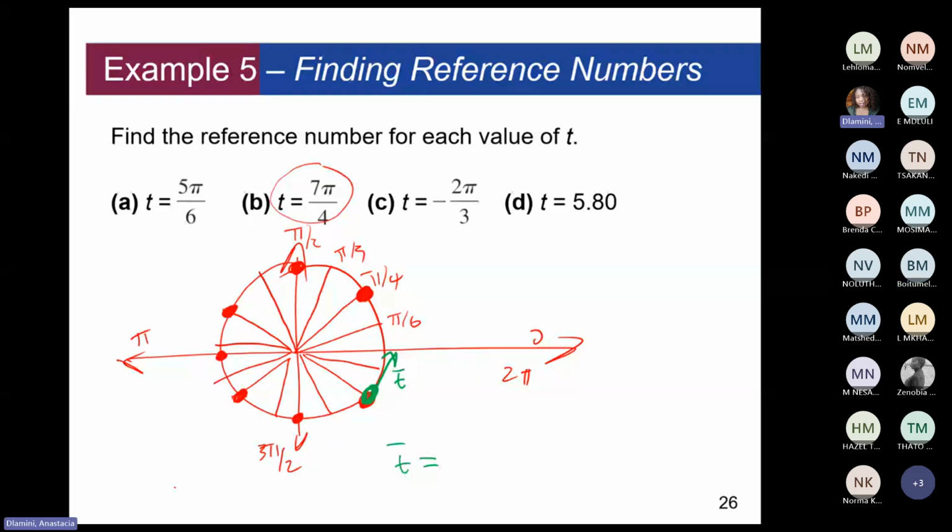Is it pi? It's 2 pi. Because this line is 2 pi minus 7 pi over 4, which is equals to what? Pi over 4.